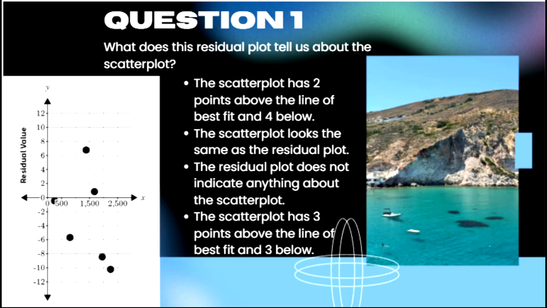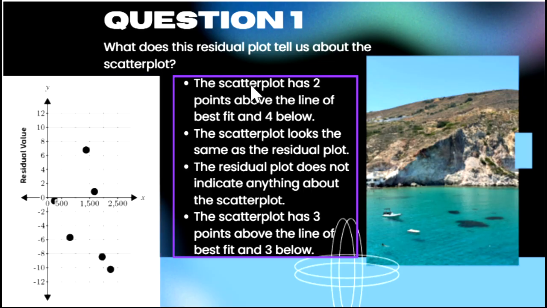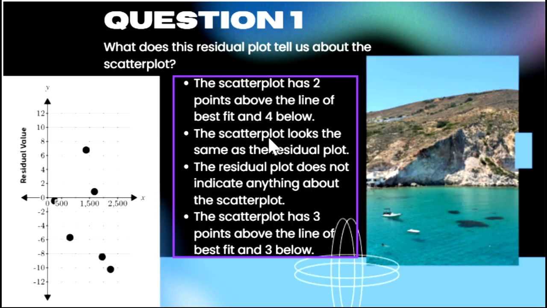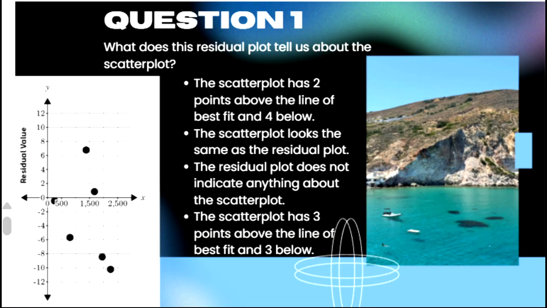Here is question number 1. This is your turn. What does this residual plot tell us about the scatter plot? Let's look at this. So the scatter plot has 2 points above the line of best fit and 4 below. That makes sense. 1, 2, 3, 4. That is a possibility. The scatter plot, let me pull up my tools so I can cross out when I need to, looks the same as the residual plot.